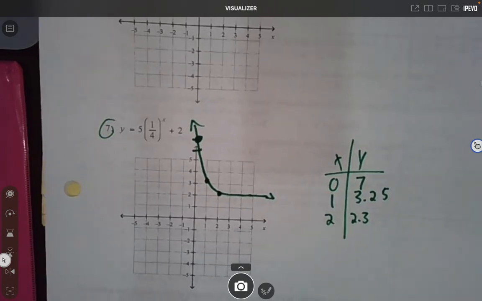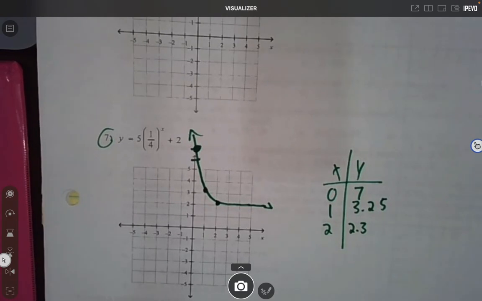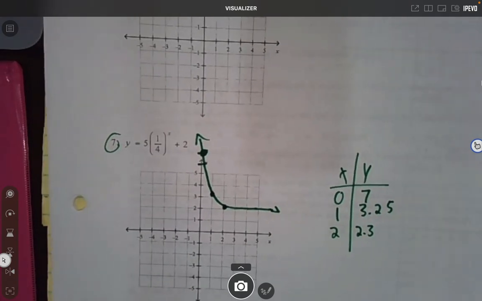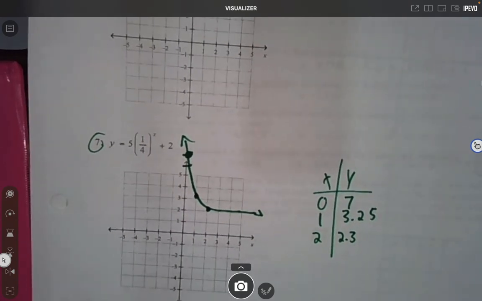So far, so good? Okay, that's your first 3-ish types of problems on your test. You said there's 10 on the test? There's 15. Yeah, 4 graphs.